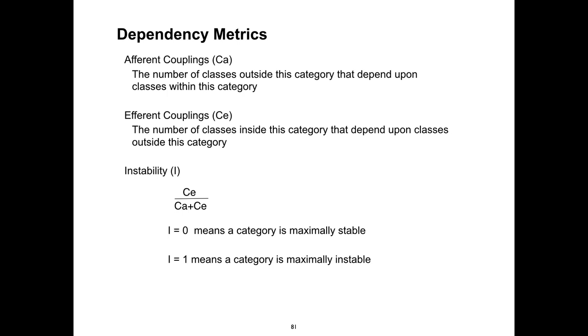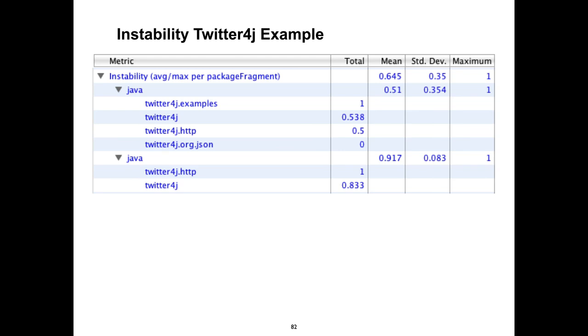How do we get one? Well, the only way to get one is if CA is zero. If all you do is depend on other people outside yourself, if you depend upon what's outside of you, then you're in trouble. If you only depend upon nothing outside, then you're good, right? And then write it and measure this.